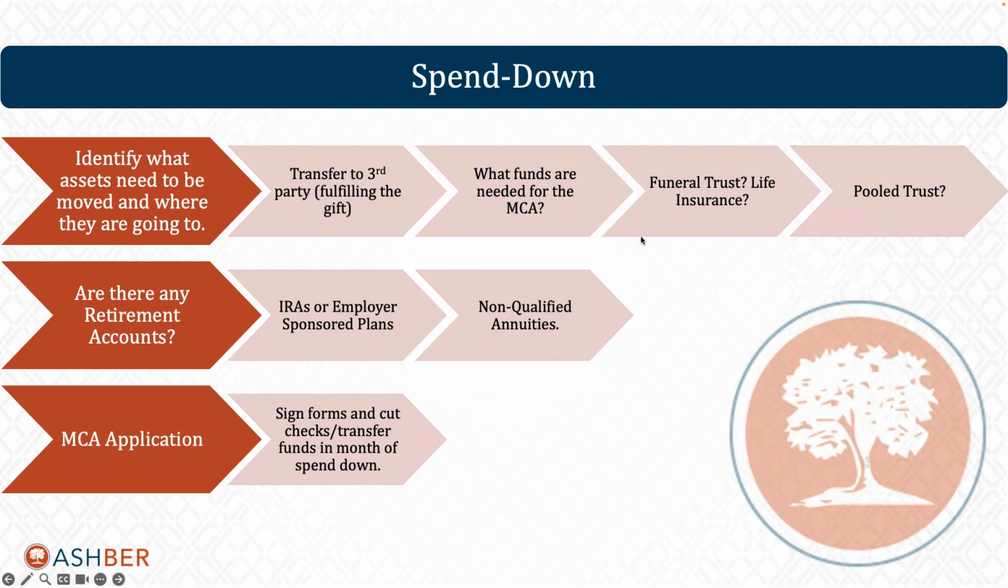So a few other things to consider here in the spend down process. When you're ready to spend down, you want to be able to identify what assets need to be moved and where they need to go, basically. So if you've got funds in certain accounts, whether we're doing a gifting plan or spousal annuity, being able to figure out account management, what accounts need to stay open, what accounts can be consolidated, things like that. And then what are the funds we need for the MCA? And then do we have a funeral policy in place? Can we do a quick whole life insurance policy? Does your state allow transfers to pooled trusts where you can have like a little maintenance account?